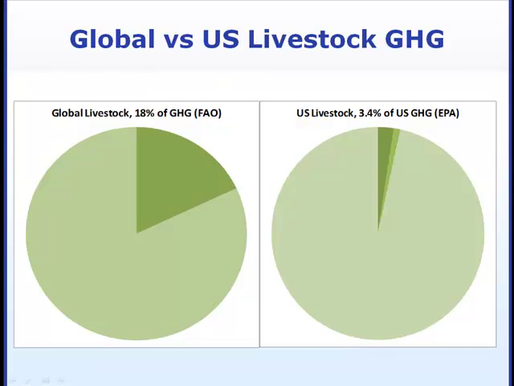Basically, this slide shows the global livestock sector, the FAO number of 18%. So they say livestock is indeed the number one or a leading source of greenhouse gases in the world. In the United States, the EPA and other agencies say it's not even close to 18, it's 3.4%. That's all livestock species combined. So that's beef and dairy and pork and everything. Poultry, the whole thing is 3.4%. So why those differences, 18% versus 3.4%?